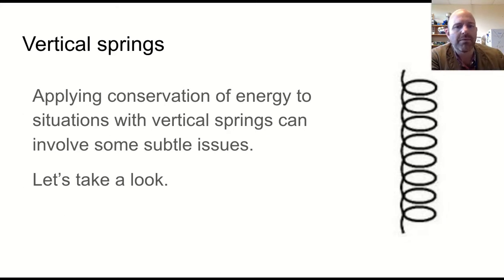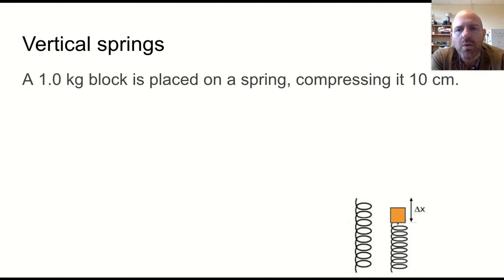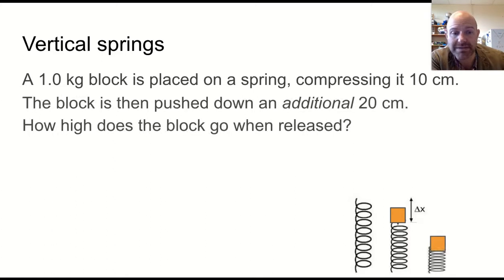But there's a lot that can be done with a spring, and so we want to look at that. So if you imagine a 1 kilogram block is placed on a spring and compresses it 10 centimeters. Now, because it's on top of it and not just a horizontal compression, it didn't just change the compression of the spring, the delta X, it also changed its height, right? Then it gets pushed down an additional 20 centimeters. And how high does it go when it's released?